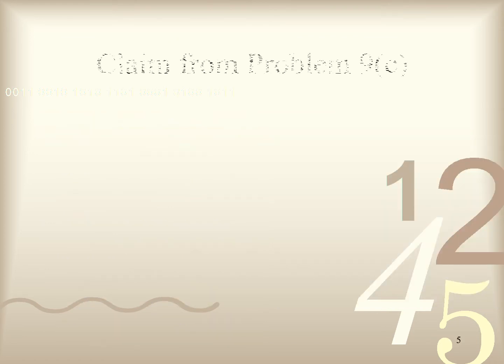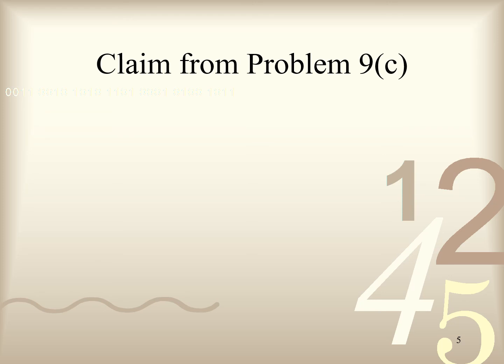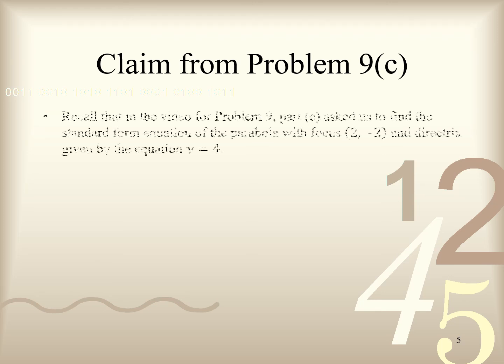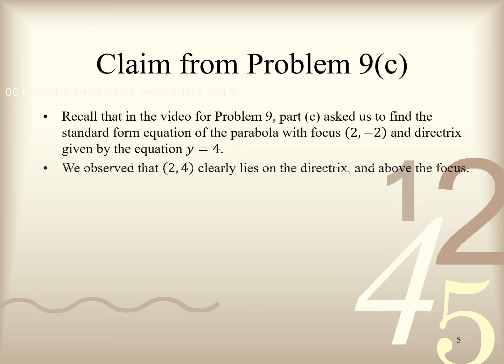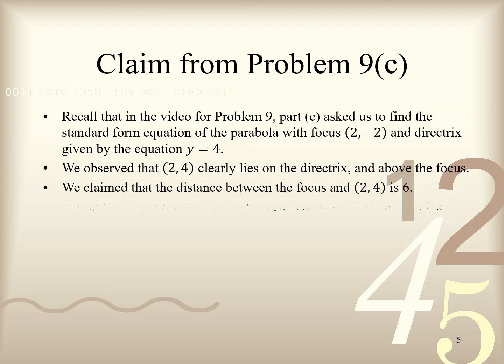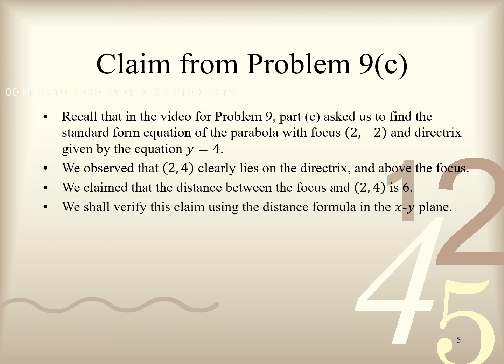Remember, this video is a supplement to problem 9, and is related to part C of that problem. Recall that for problem 9, part C asked us to find the standard form equation of the parabola with focus (2, -2), and directrix given by the equation y equal to 4. We observed that the point (2, 4) clearly lies on the directrix, and above the focus. We claimed that the distance from the focus to this point is 6. We shall verify this claim using the distance formula in the xy plane.